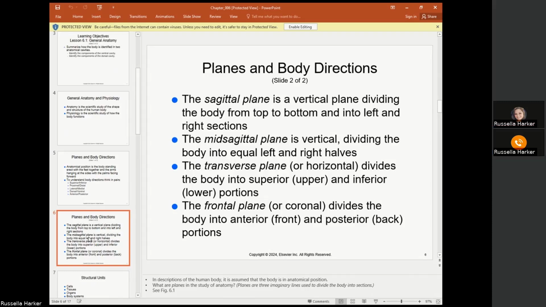The transverse plane, also known as the horizontal plane, divides the body into superior, which is upper, and inferior, which is the lower portion. The frontal plane, or coronal, divides the body into anterior, which is the front portion, and posterior, which is the back portion. So planes are three imaginary lines used to divide the body into sections. Again, you can see that in figure 6.1.